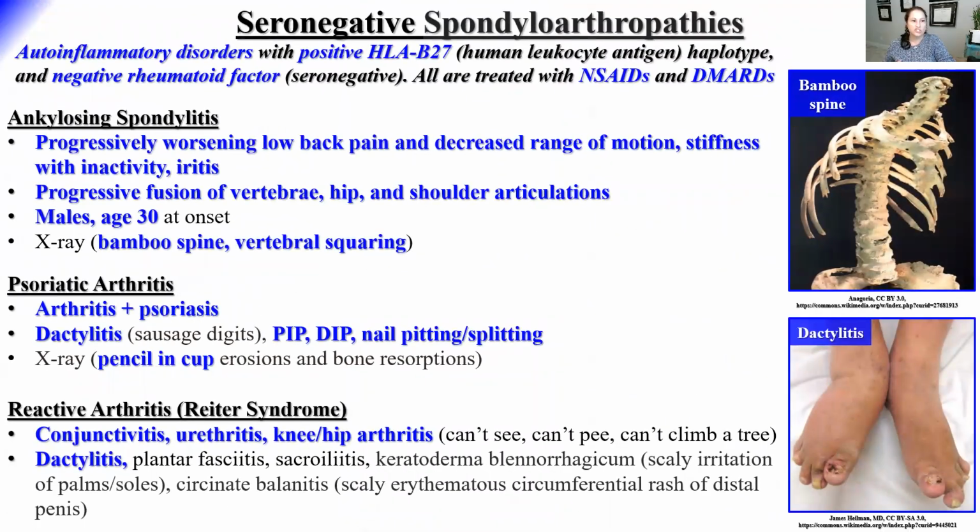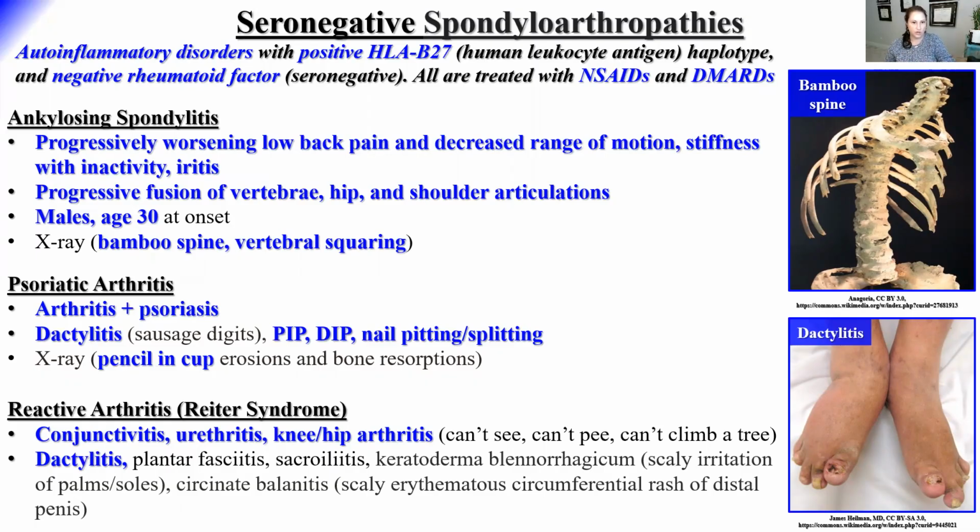Next, we're going to talk about our seronegative spondyloarthropathies. These are seronegative, meaning that they have a negative rheumatoid factor, but all of them will have a positive HLA-B27 haplotype. That's a really important point here. So autoinflammatory disorders, positive HLA-B27, negative rheumatoid factors. All of these are treated with anti-inflammatories and DMARDs.